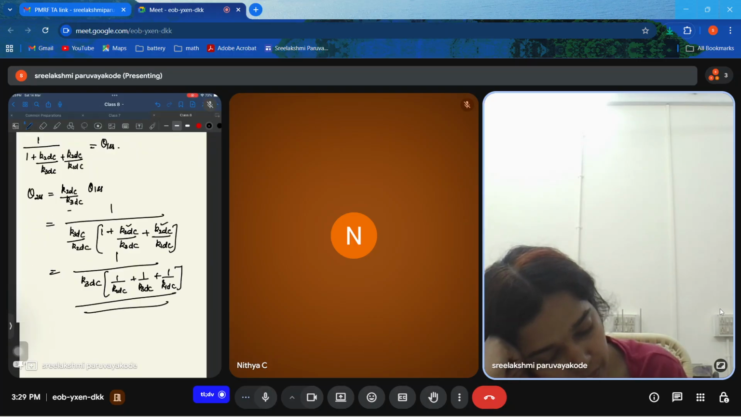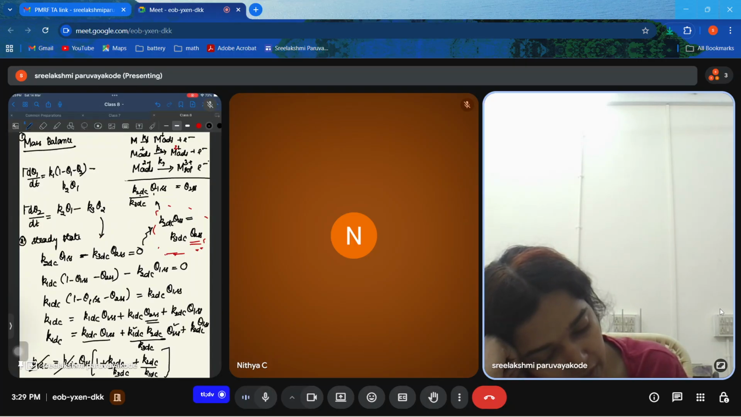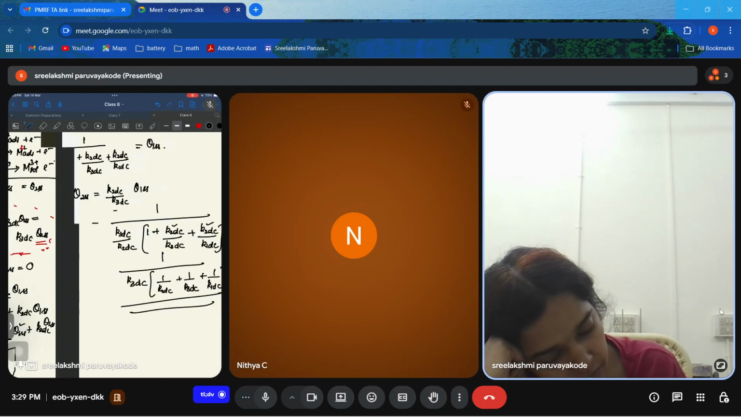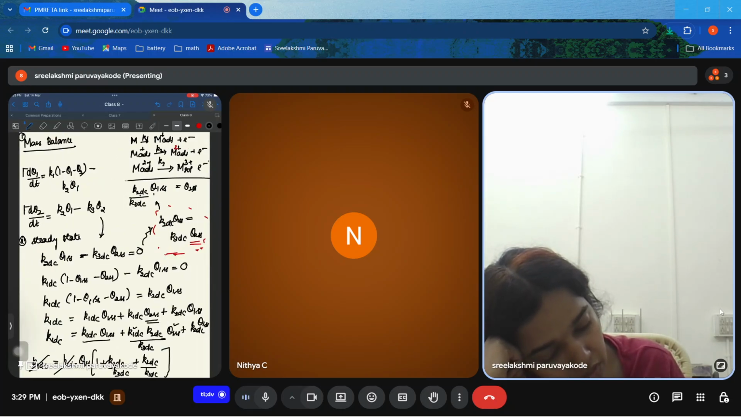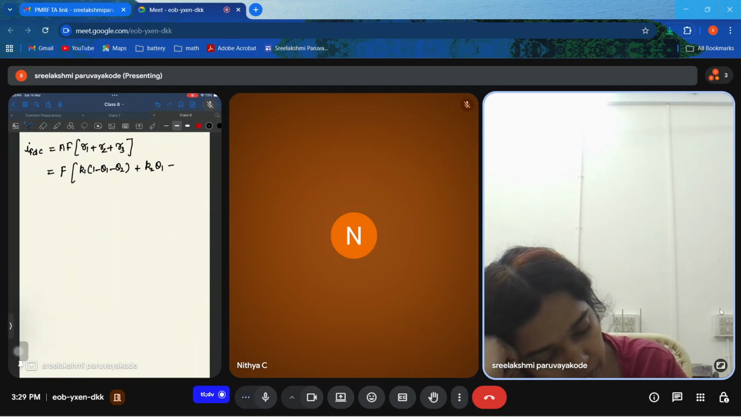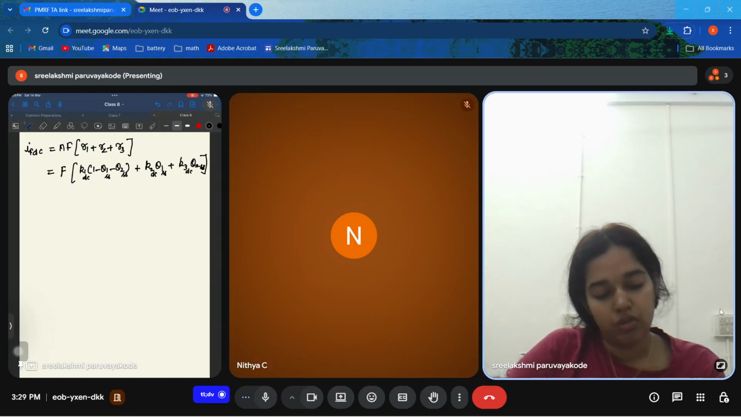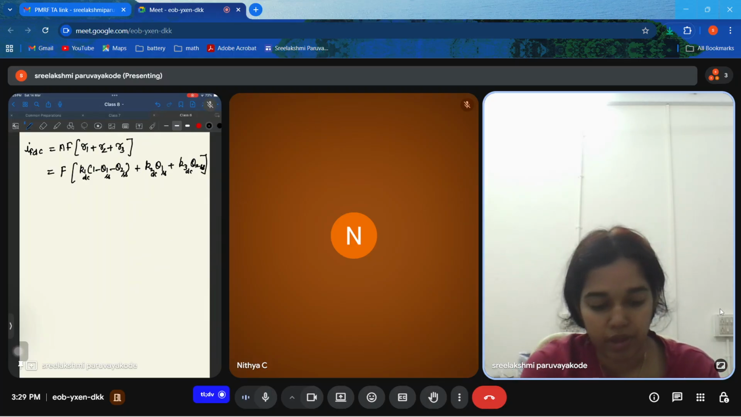What is R2? K2 into theta 1. Next is K3 into theta 2. Don't forget this is all in steady state. So K1 DC is 1 minus theta 1 SS minus theta 2 SS, K2 DC is theta 1 SS, and K3 DC is theta 2 SS. So this is how IF DC will be covered.